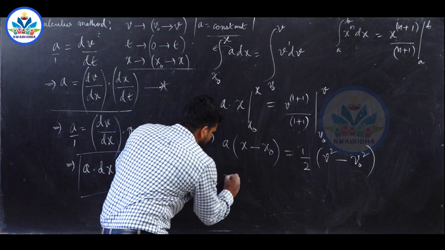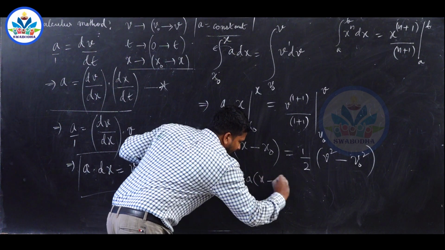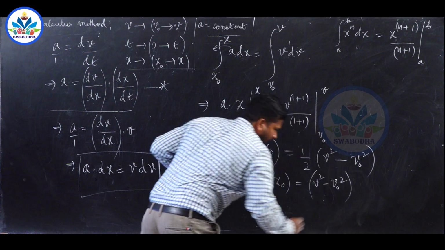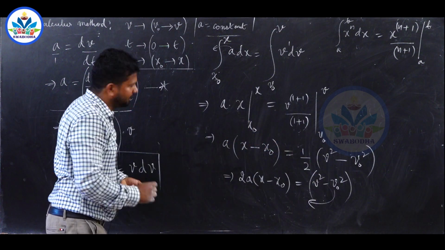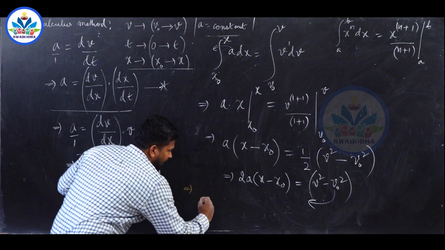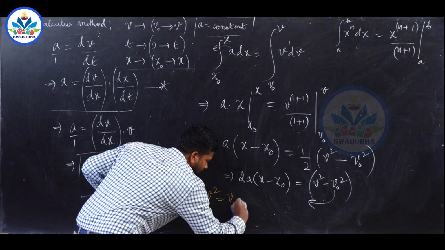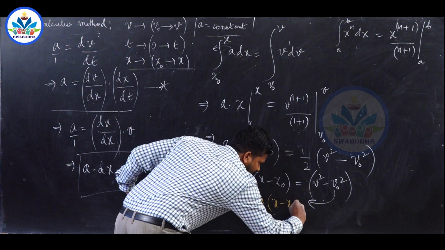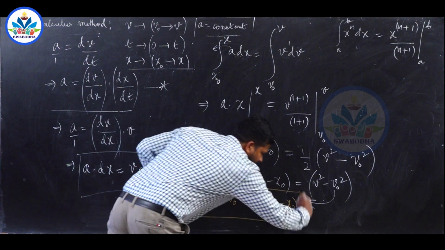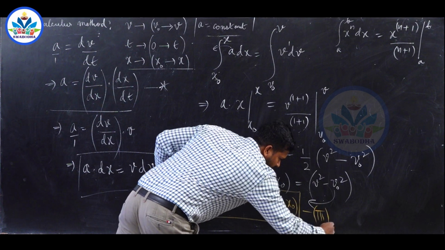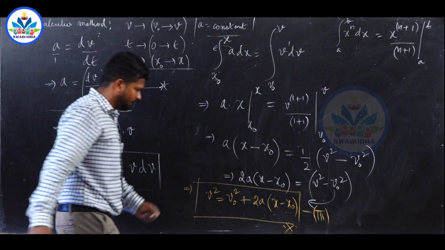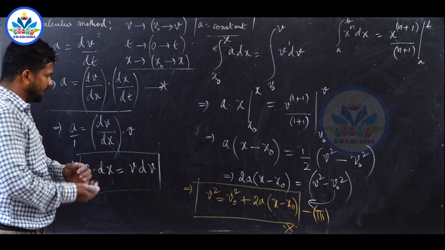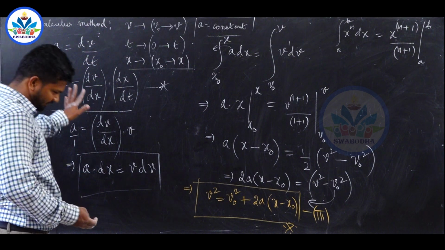Okay, you just cross multiply: 2a into x minus x naught equal to v square minus v naught square. You bring this to the other side and you will end up with the third equation of motion, the general equation: v square equal to v naught square plus 2a into x minus x naught. Okay, this is a simple method.